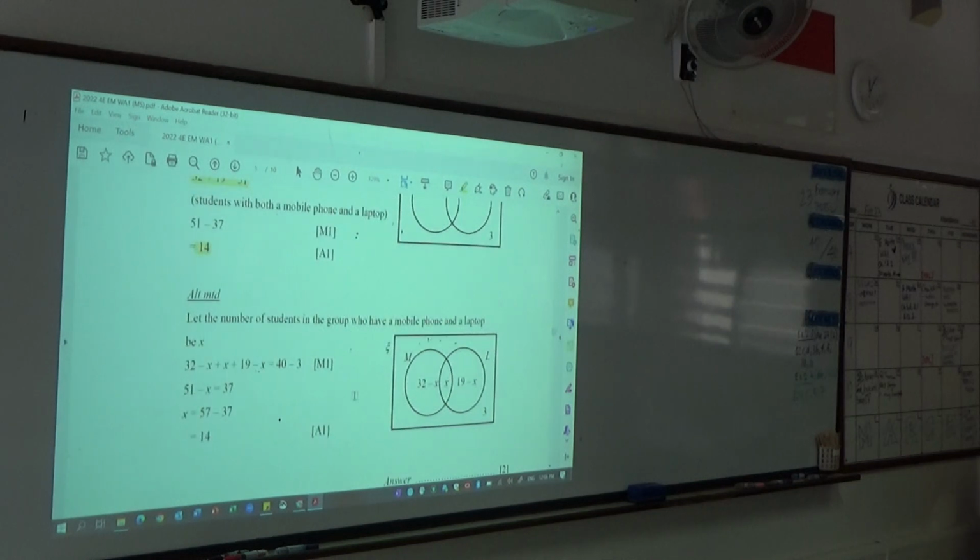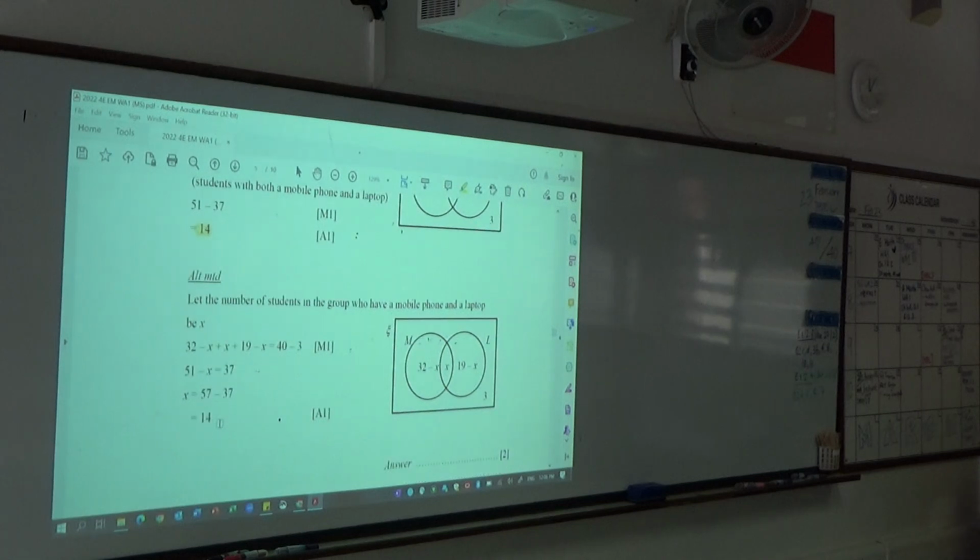Alternatively, you can do it in an algebraic manner. You let the overlap be x. Down here will be 32 minus x. Down here will be 19 minus x. In total, it will be 40 minus 3. Right? And then we will get x equals 14. Questions?